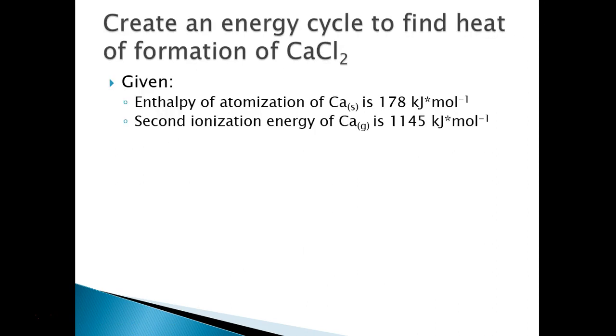Okay, so try to create an energy cycle to find the heat of formation for calcium chloride, given that the enthalpy of atomization of calcium is 178 kilojoules per mole, and the second ionization energy of calcium, since it loses 2 electrons, is 1,145 kilojoules per mole. So pause for a second and then check your work.